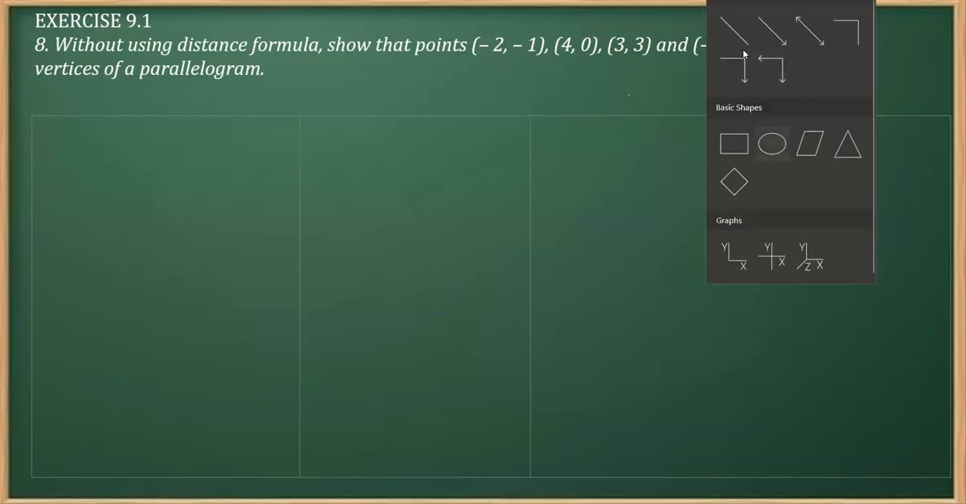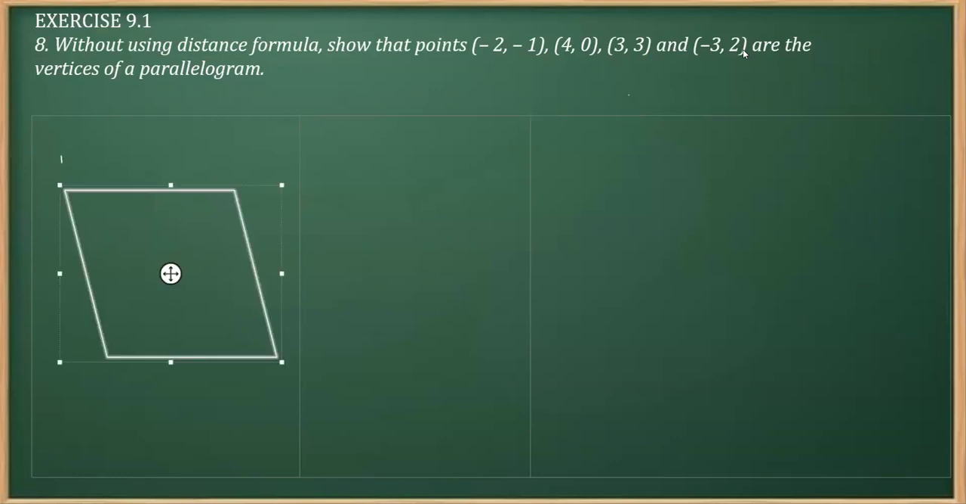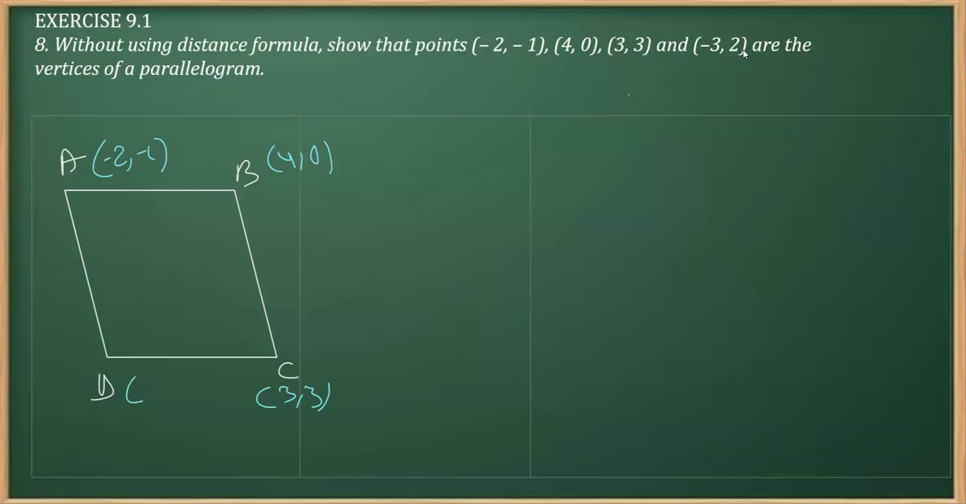So for that, if I make a parallelogram here, and name these points A, B, C, D, with coordinates given in order as A(-2, -1), B(4, 0), C(3, 3), and the fourth one D(-3, 2).